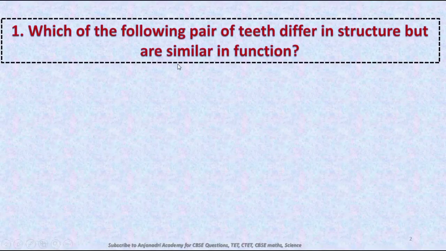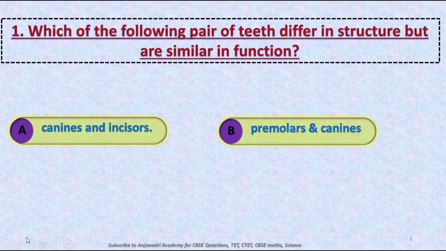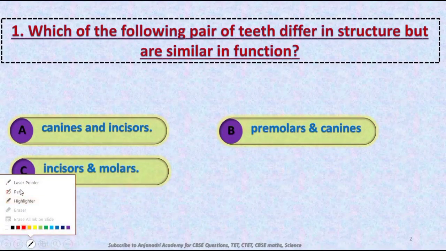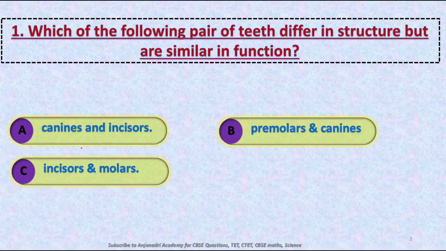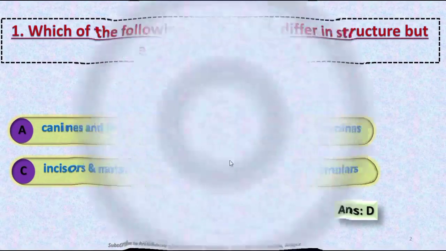Which of the following pair of teeth differ in structure but are similar in function? Option A, canines and incisors. Option B, premolars and canines. Option C, incisors and molars. Option D, molars and premolars. Therefore, the correct answer is option D, molars and premolars. They differ in structure but are similar in function.